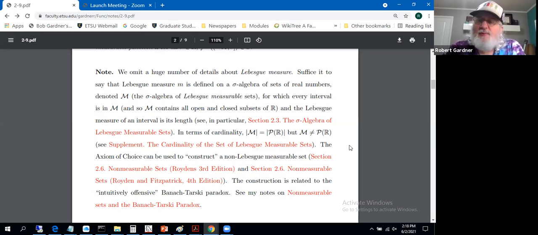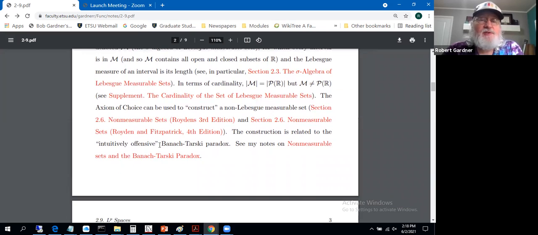Showing the existence of them requires the axiom of choice. The axiom of choice being a very reasonable thing to accept. But assuming the axiom of choice, we can construct, quote unquote, if you're familiar with the axiom of choice, construct is an almost ironic term to use, we know of the existence of non-Lebesgue measurable sets based on the axiom of choice. The construction of non-measurable sets is related to the, I have classified it as intuitively offensive Banach-Tarski paradox.